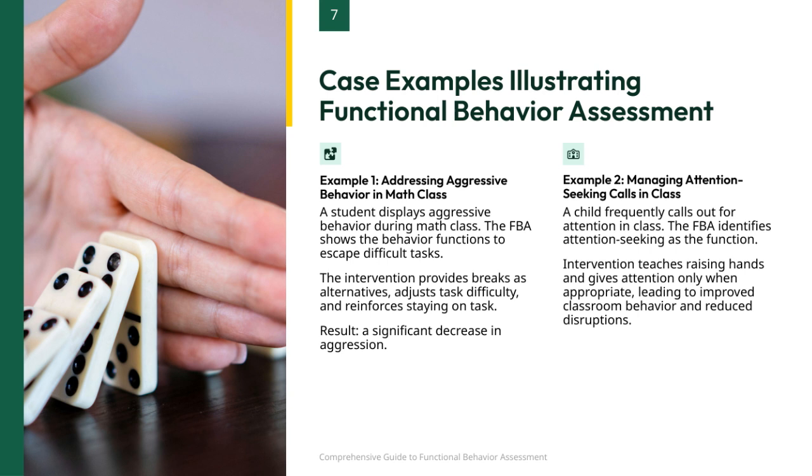In the second example, a child frequently called out in class to seek attention. The FBA showed that the child's behavior was motivated by a desire for attention. The intervention taught the child to raise their hand and made sure that attention was only given when appropriate. This strategy resulted in improved classroom behavior and fewer disruptions, showing how understanding the function behind behavior really makes a difference.